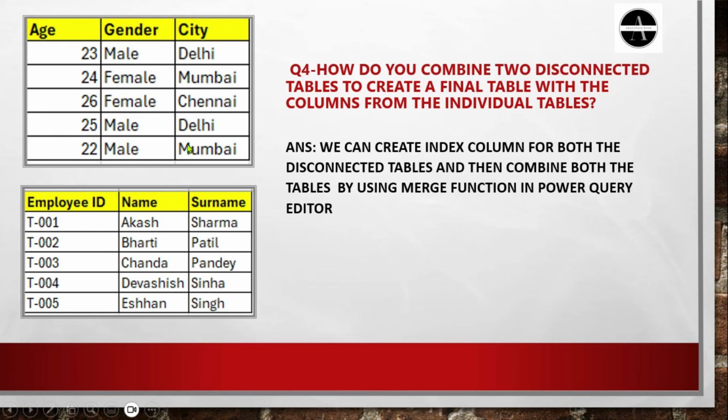So the interviewer wants to combine these two tables. So how to do it using Power Query Editor? Here the answer is, we can create an index column for both the disconnected tables and then combine both the tables by using the merge function in Power Query Editor. Now let's see how we can create this.